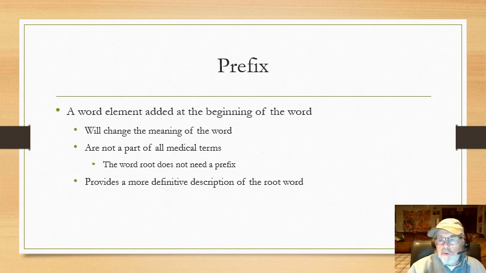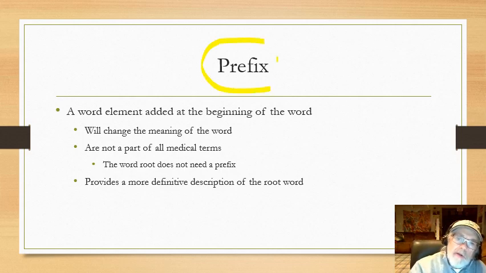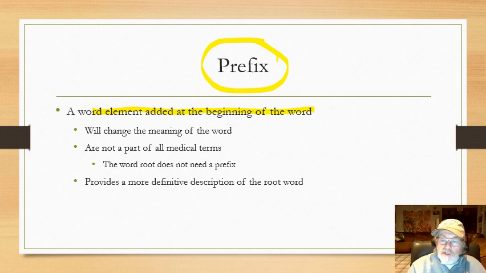Now, we've talked about word roots and suffixes. We have one more thing to talk about, and that's a prefix. A prefix is an element that's added at the beginning of a word. Do I need a prefix? The answer is definitely no. But a prefix sometimes makes that word much more specific. It embellishes that word a lot. It does change the meaning of the word by making it much more descriptive than what we started with. It's not a part of all medical terms because a word root does not need a prefix. It's added on if it makes the word better. But it does provide a more definitive description of the word, and that's the nice thing about a prefix.